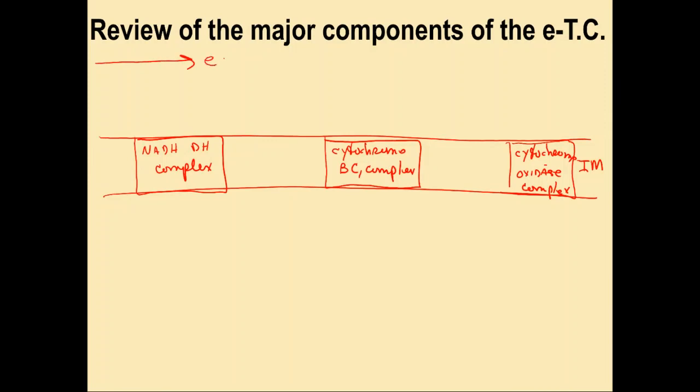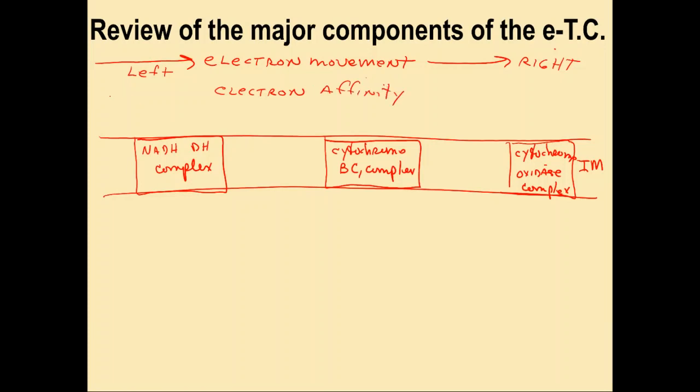And again, these 3 complexes are in this particular order because we find that electron movement goes from left to right in the picture, and electron affinity of the members also goes from left to right in the picture.